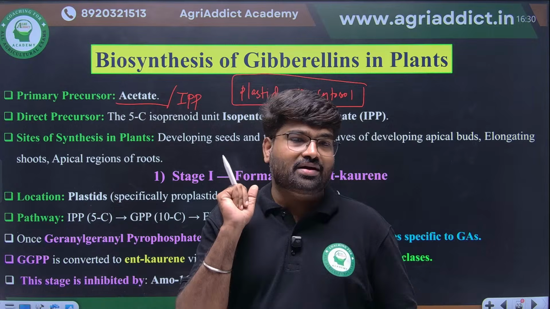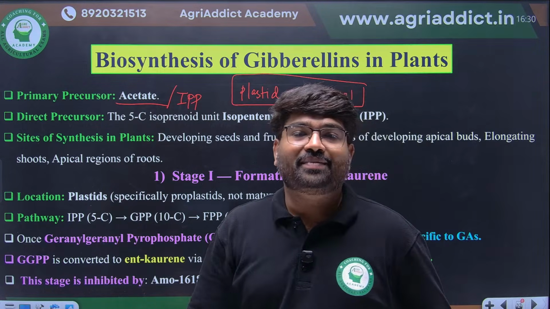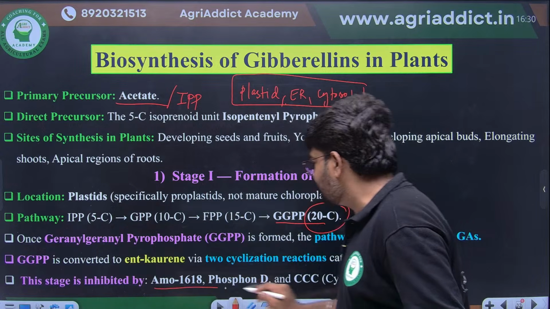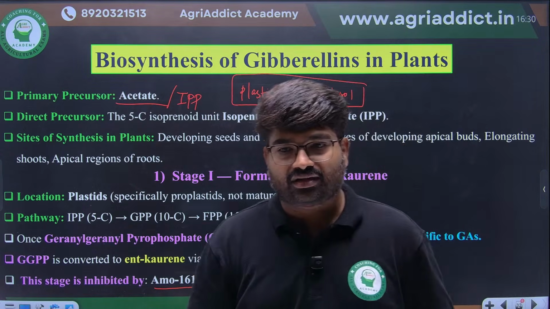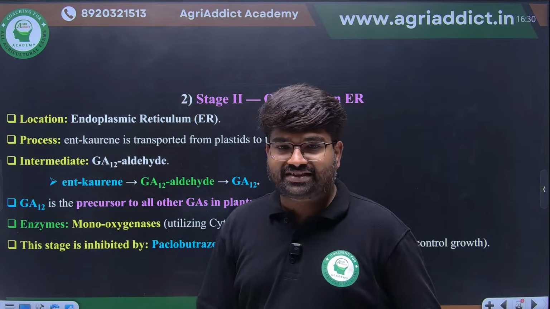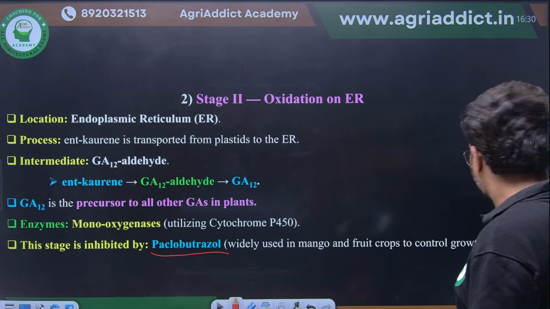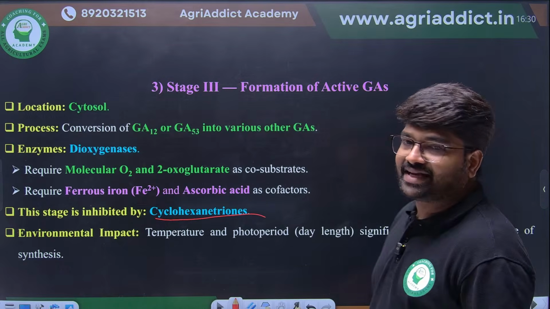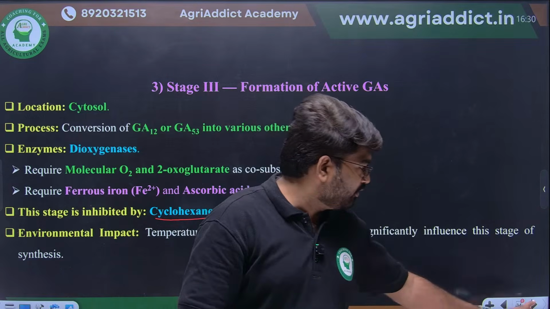Another most important thing they will ask in the exam is, what are the stage specific inhibitors of GA biosynthesis? Stage 1 of gibberellic acid biosynthesis will be inhibited by Phosphon-D, AMO-1618 and cycocel. This is a repeated objective question. And stage 2 will be inhibited by paclobutrazol, and stage 3 will be inhibited by cyclohexanetriones. These are the key points you have to remember from the exam point of view.